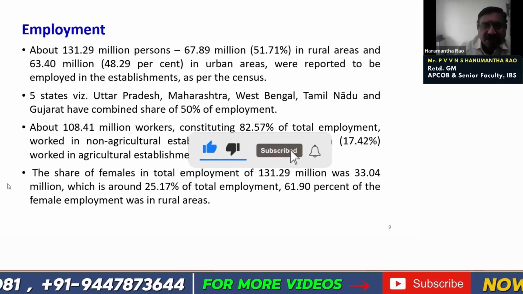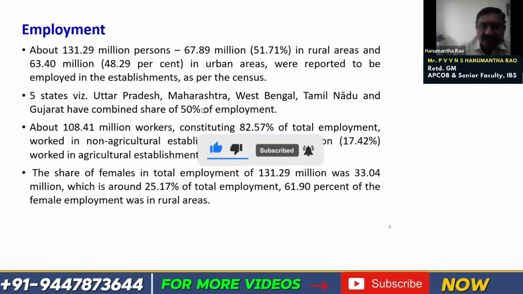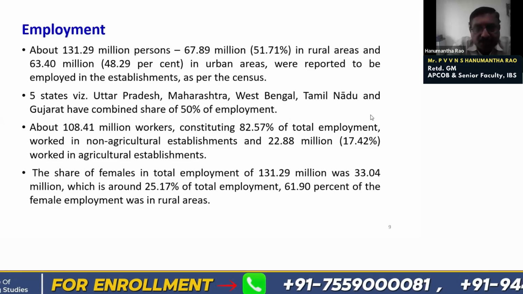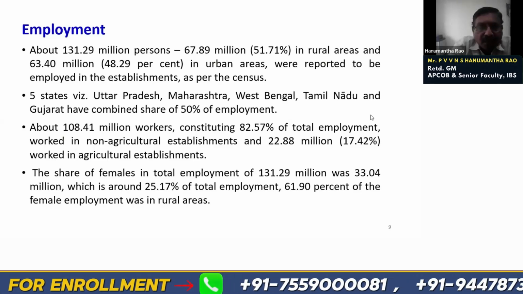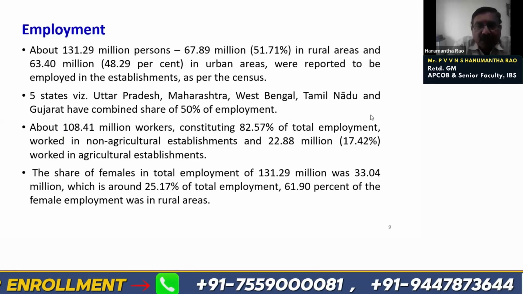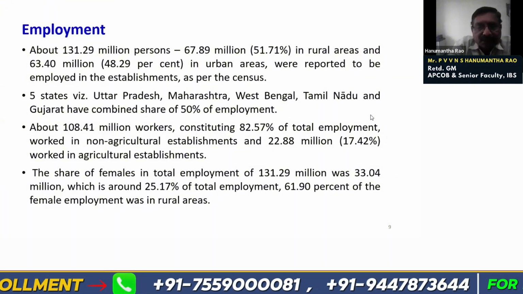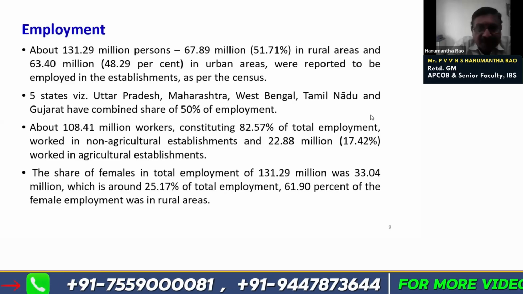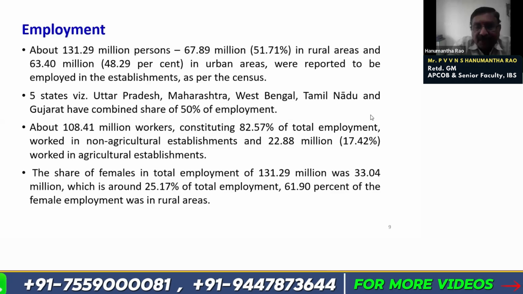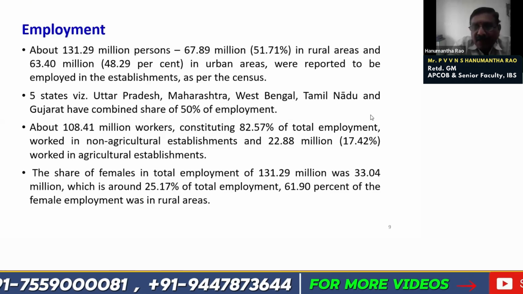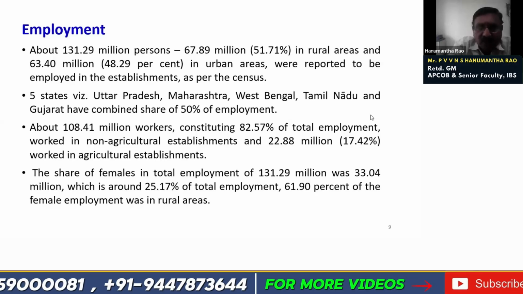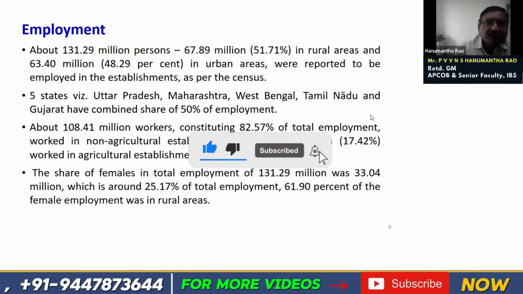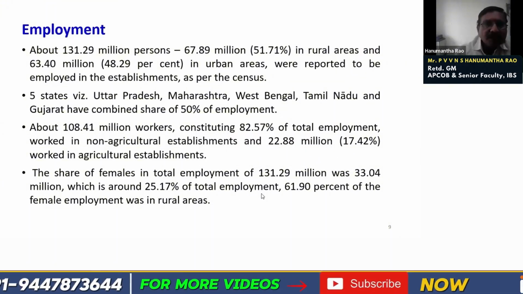Next one is the share of females. Again, friends, the share of females in the total employment of 131.29 million was 33.04 million, which is around 25.17%. 61.90% of the female employment was in rural areas. Again, 61.90% were accommodated in rural areas from the female domain. Okay, friends, so that is with regard to employment.